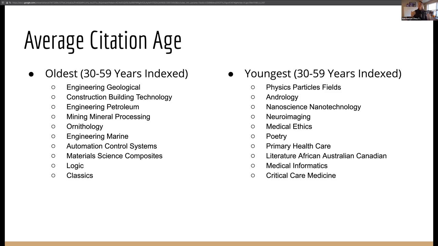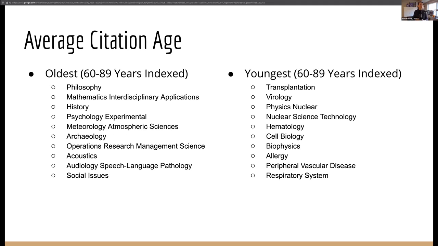Of course, this is Web of Science data. Their coverage on humanities is probably their least full, to put it that way, and then social sciences, and then the sciences. But if we jump up to 60 to 89 years, we start to see mathematics interdisciplinary application. I'm just going to call out whenever math shows up on any list because I like it so much. We also see audiology, language pathology, and operations research, which is a very math heavy discipline.